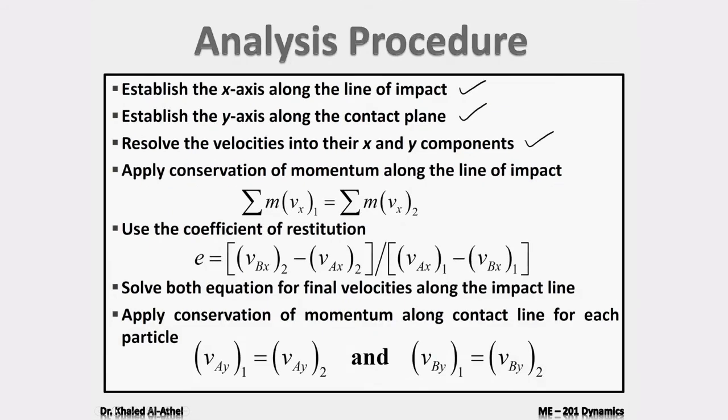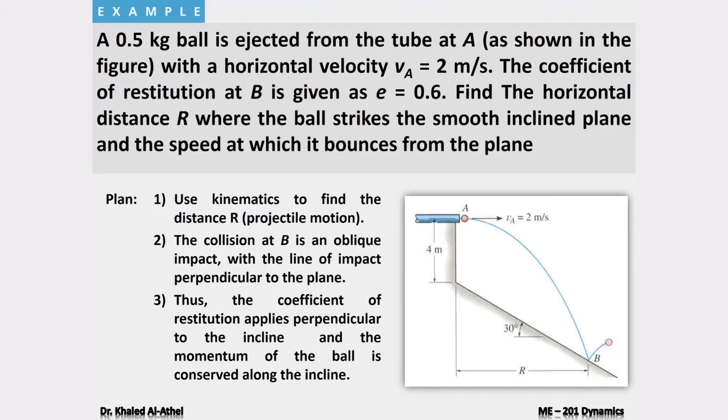And then after this, you can apply conservation of momentum along the line of impact, and apply the coefficient of restitution again along the line of impact. So these two equations will solve your x unknowns, which are VAX2 and VBX2. After this, you apply conservation of momentum along the contact plane for A alone, and then apply the same thing for B alone. This will give you the y components, and then you end up solving all the unknowns in this problem. So let's start with the first example.